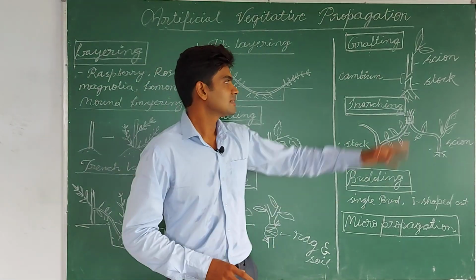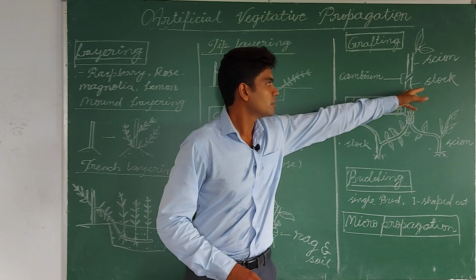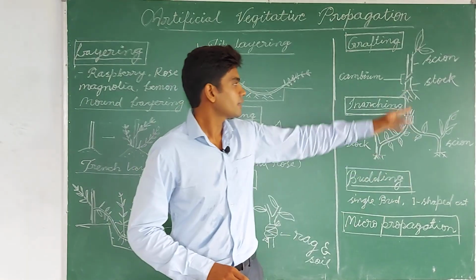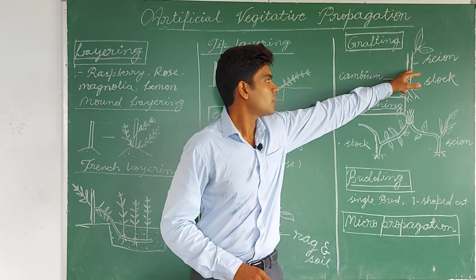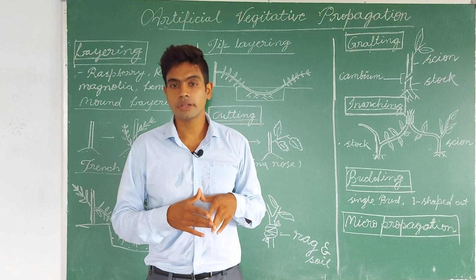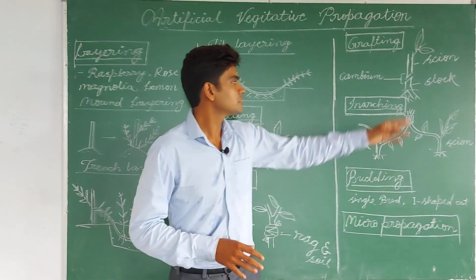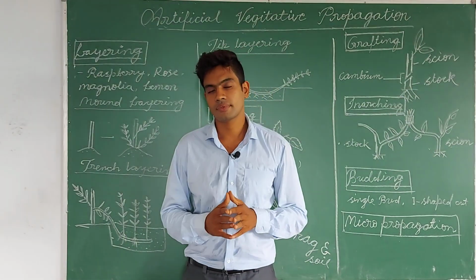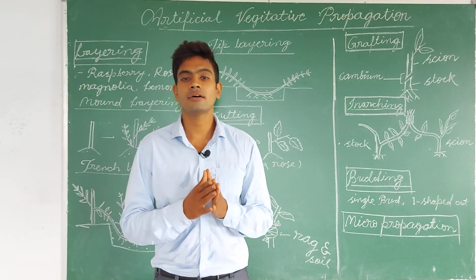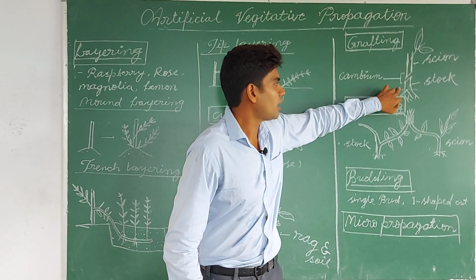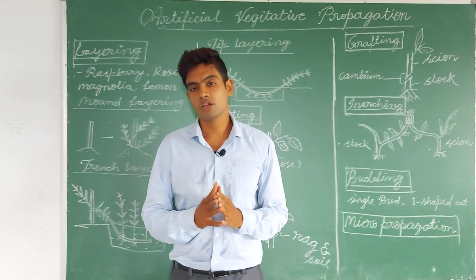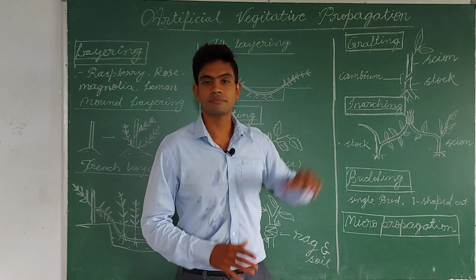Now the scion is fixed on the stock in such a manner that the cambium tissues of both are in contact with each other, and in this way it is tied together. After some time the scion becomes an integral part of the stock. So this is called grafting.